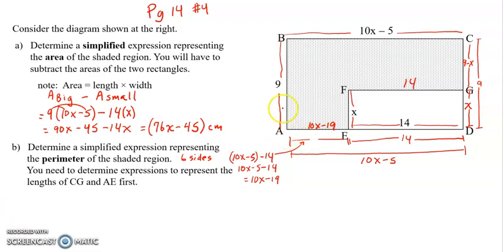I'll start off with the A again. So the perimeter is going to be equal to 9 plus 10x minus 5. That's across the top. Plus 9 minus x going down between C to G. Plus 14, that's G to F. Then plus x, that's the length from F to E. And finally, 10x minus 19 for the length from E to A. Those are your 6 sides, and you can count them: 1, 2, 3, 4, 5, 6.